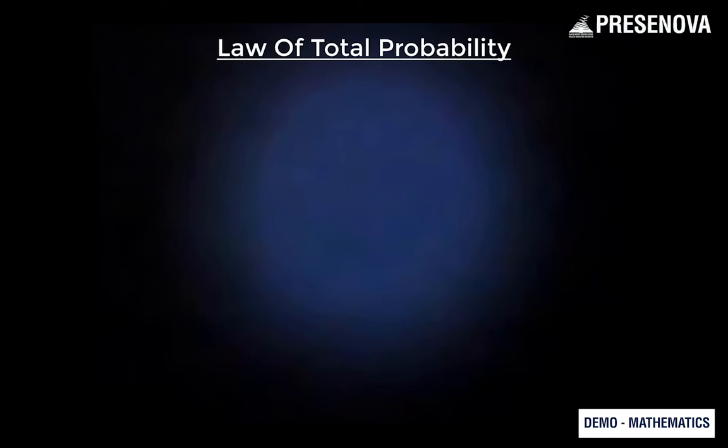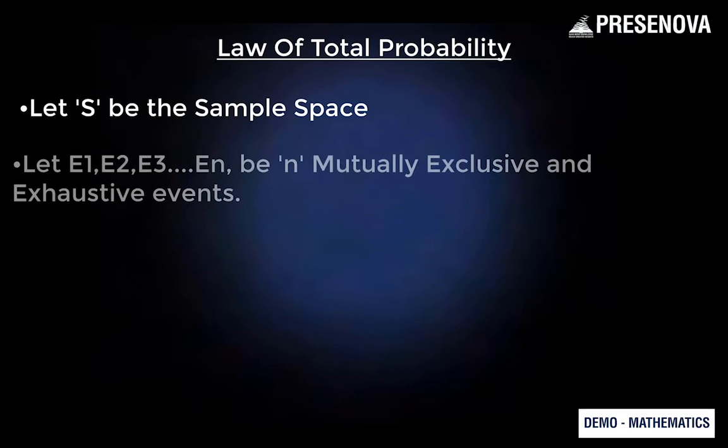Let us proceed to understand the law of total probability. Let S be the sample space and let E1, E2, E3 and so on till En be n mutually exclusive and exhaustive events associated with a random experiment. Now, we shall understand this sentence with respect to our previous example. Here S or sample space means the space which contains all of the events or the elements.